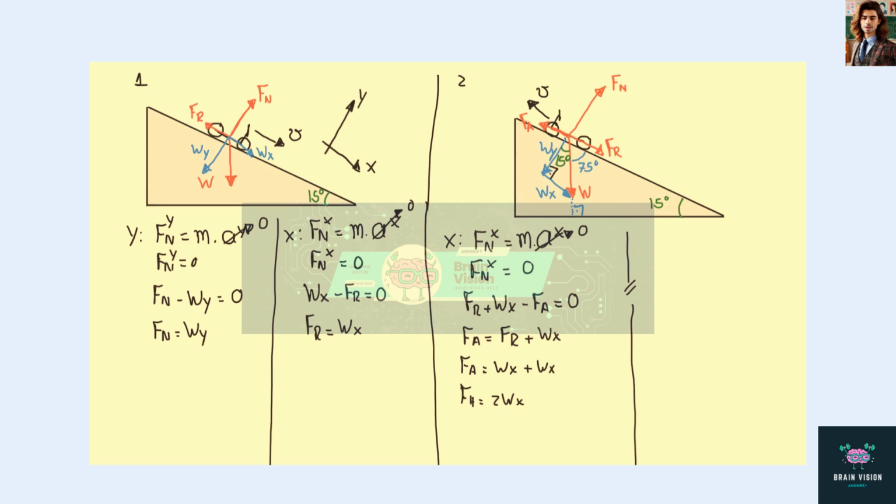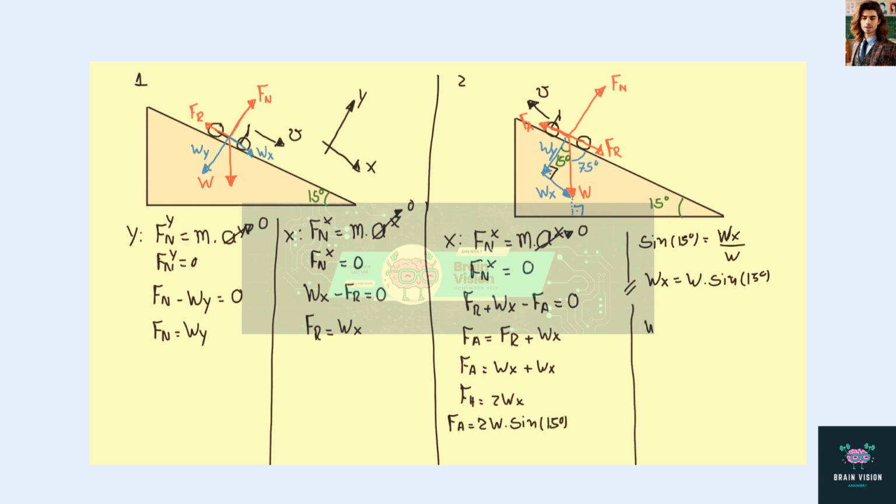Then, we can use the sine of 15 degrees to calculate the weight component x. The sine of 15 degrees, in this context, will be given by the opposite side of the triangle, which is the weight component x, divided by the hypotenuse, which is the weight. Then the weight component x is equal to the weight times the sine of 15 degrees. So the applied force should be equal to 2 times the weight times the sine of 15 degrees.